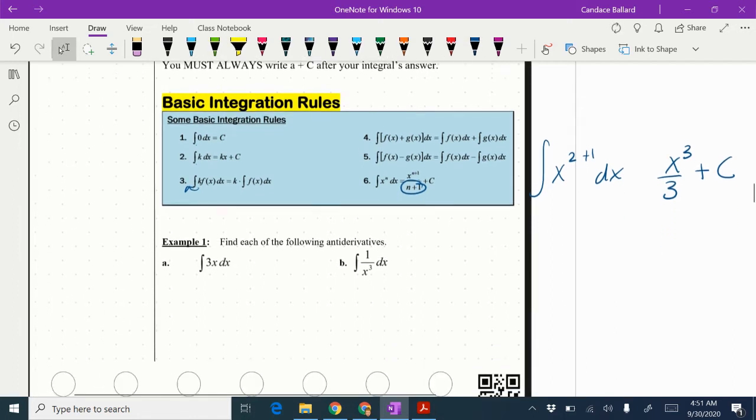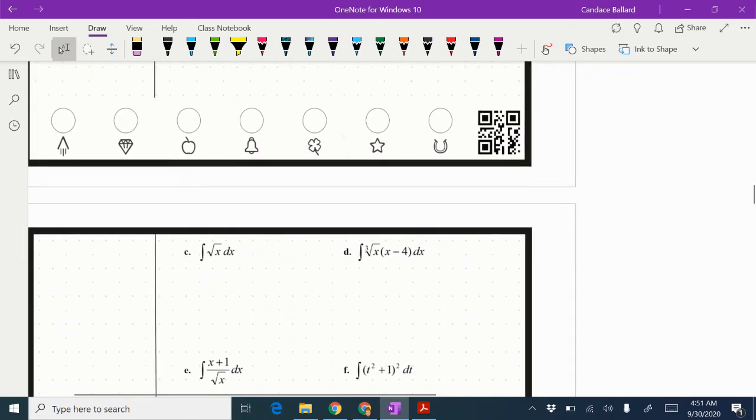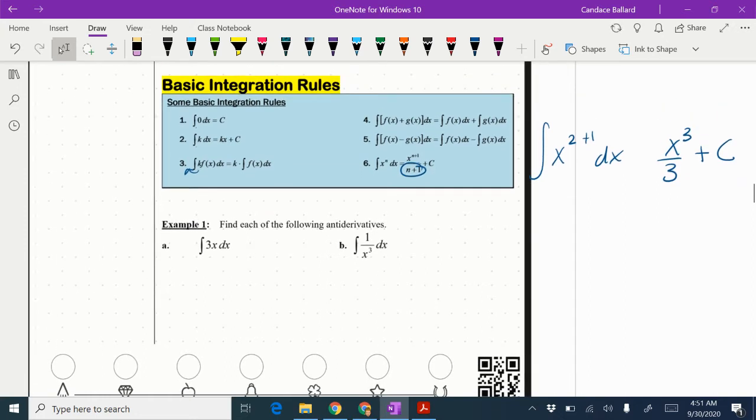So let's go ahead and try a few of these super basic ones, okay? So we have an exponent of 1 right here. We're going to add 1. So we've got keeping that constant 3x to the second, and then I'm going to divide by the new exponent 2 plus c. Done.